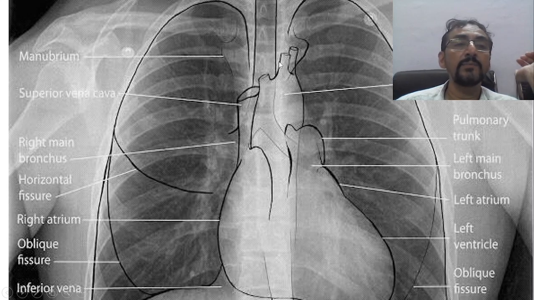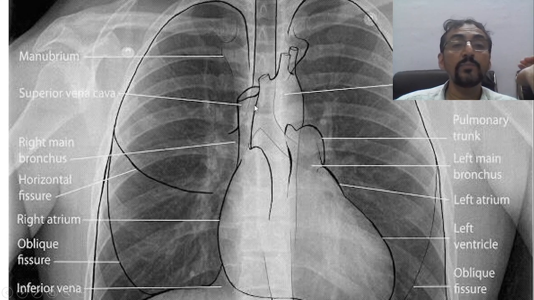This is called the manubrium sterni or sternal angle. So where is the clavicle? This is the clavicle, and here is your manubrium sterni. Sorry, not the clavicle, this is the clavicle. This is the first rib, second rib, and here comes the second. Here there is a sternal angle.